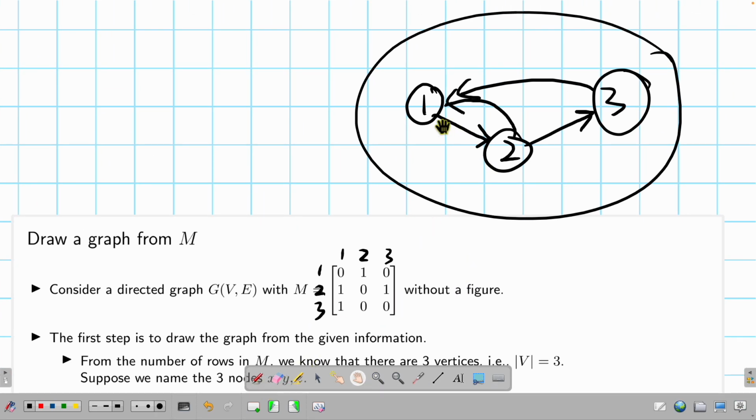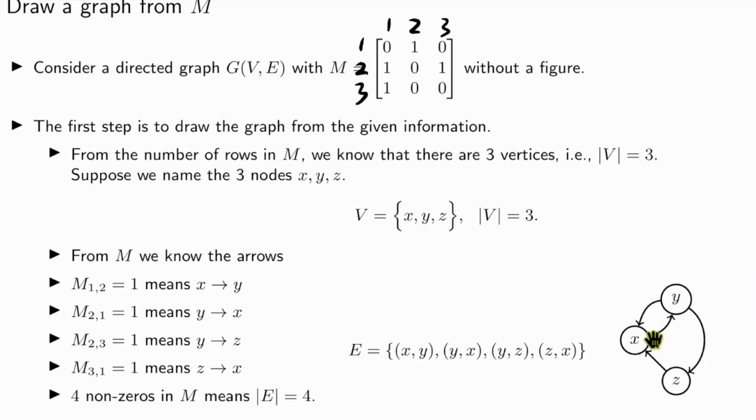And if I rename this 1, 2, 3 as x, y, z, then I will get this, okay? And for this particular naming, x, y, z, I can also get the edge set. That means what are the ij in this graph? So for example, x connected to y, so I have xy, y connected to x, so I have yx, y connected to z, so I have yz, z connected to x, I have zx. And there are 4 lines, okay? 4 lines. And there are 4 non-zeros, okay?